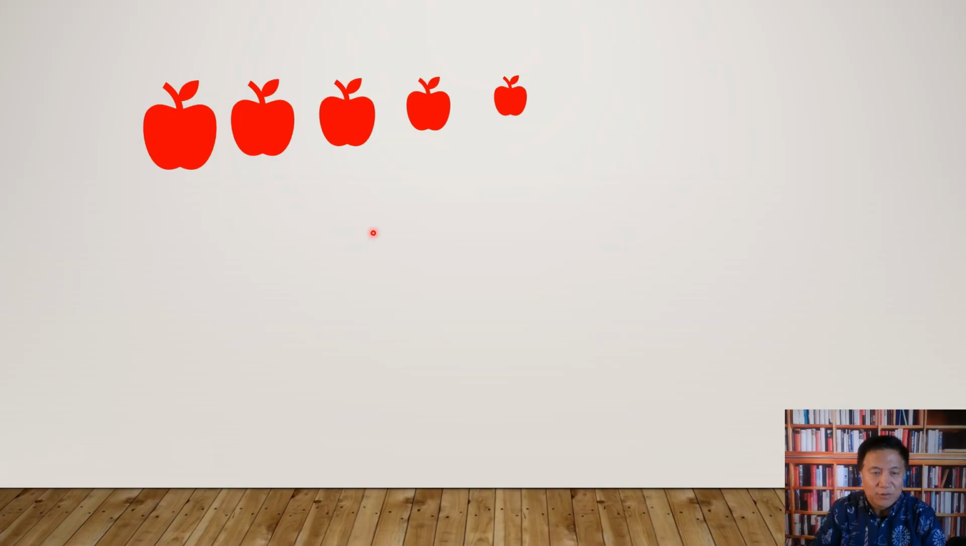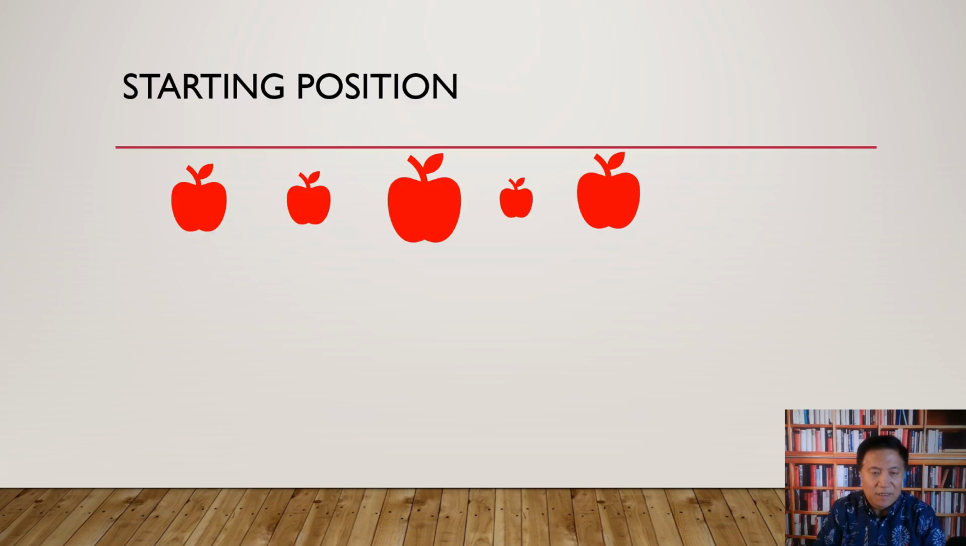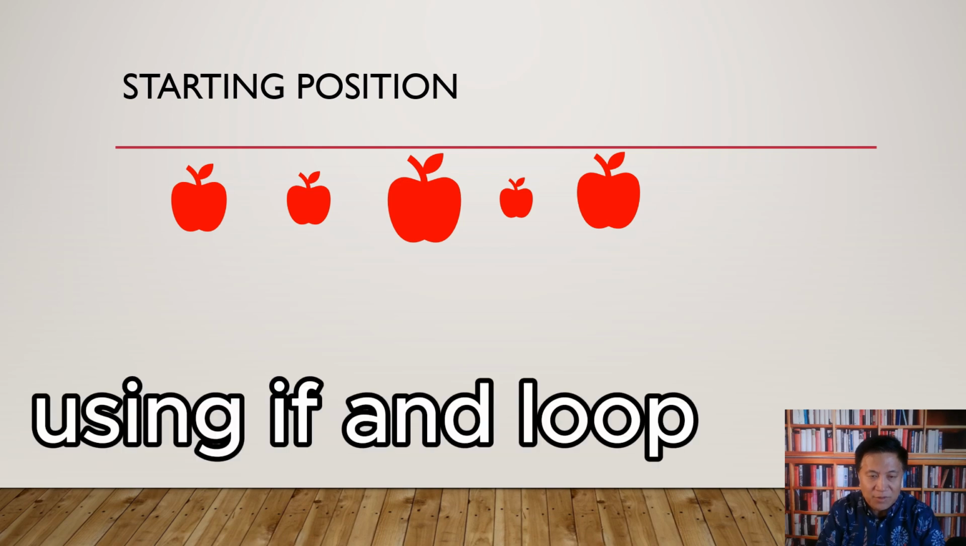Let's say we want to order the size of 5 apples, shown here. First, we introduce some randomness, and the apples are ordered randomly. So how do we put them from the largest to the smallest? The way to approach it is to solve this problem in a way that computers can handle.